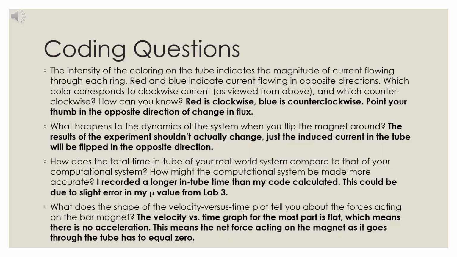If we drop the magnet into the tube flipped the other way, the results of the experiment shouldn't change, but the induced current in the rings of the tube will be in the opposite direction. In terms of how my recorded time compared with the computed time, my recorded time was longer. This could be due to error in the computation of my mu value from Lab 3. My recorded time also seemed shorter than it should have been, which I think is because my aluminum was relatively thin. Finally, the velocity on the graph is mostly flat, meaning there is no acceleration, and so the net force acting on the magnet in the tube is 0.